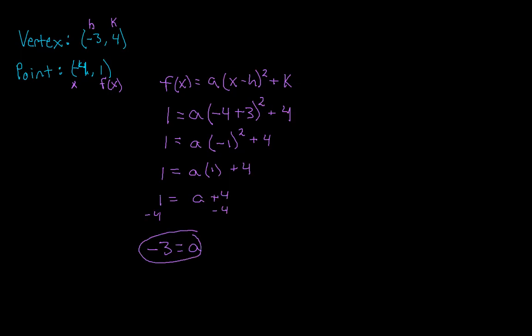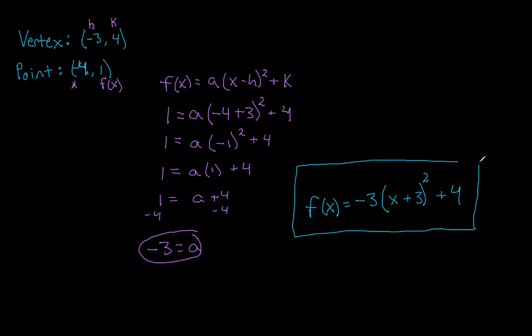Once you have that, we're just going to plug things into our function, and we are done. So the actual function rule for this is f of x is equal to our a value, negative 3, times x. Remember, I'm changing the sign of my h value in here. x plus 3 squared plus my k value, which was 4. That is the function rule that will pass through this vertex and also this point.